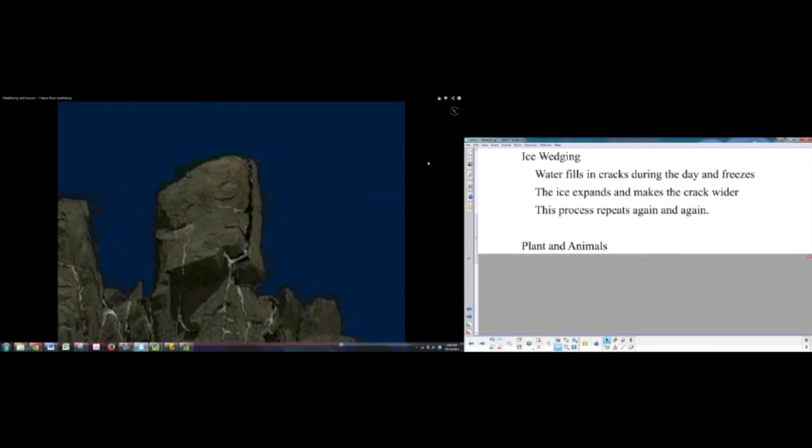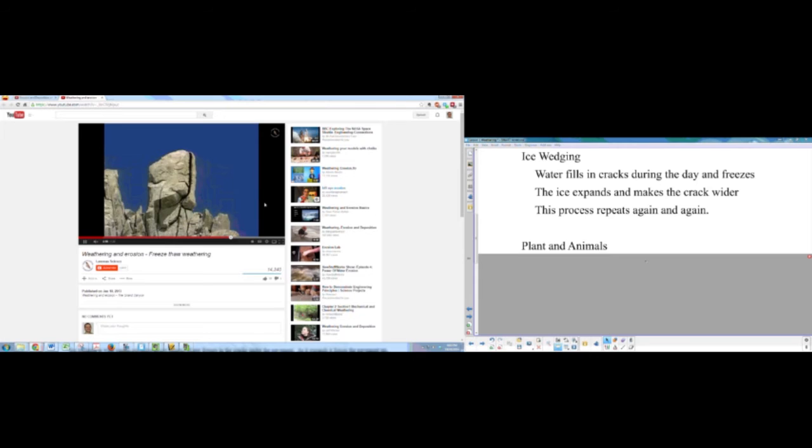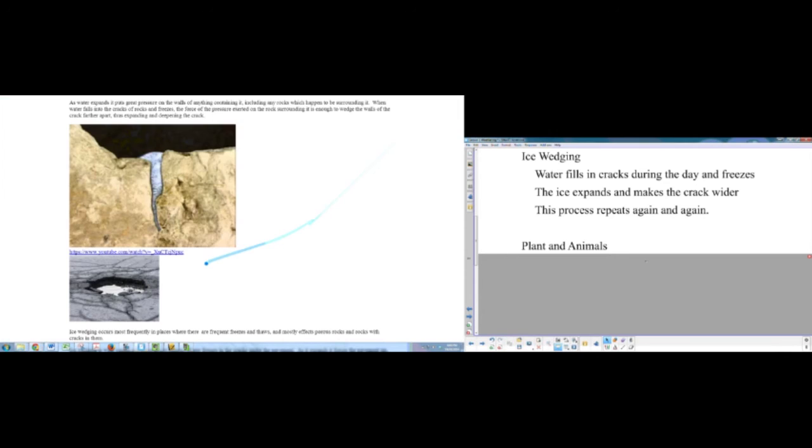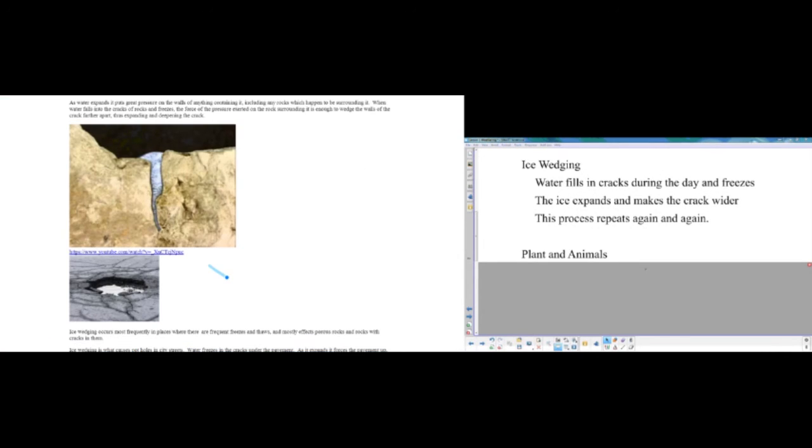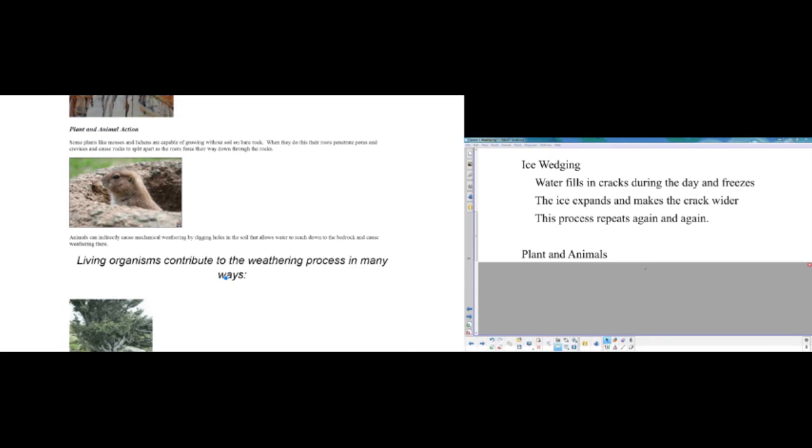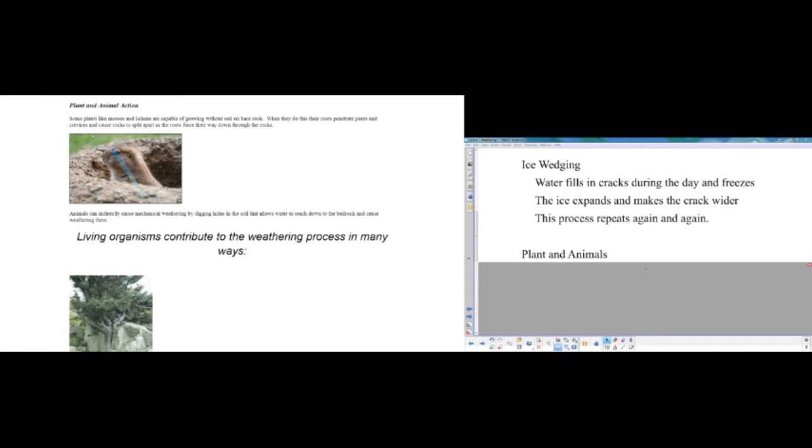Up next we have plants and animals. So, plant and animal action. Some plants, like mosses and lichens, are capable of growing without soil on bare rock. When they do this, their roots penetrate pores and crevices and cause rocks to split apart as the roots force their way down in the rocks.